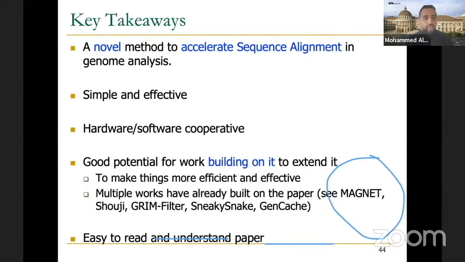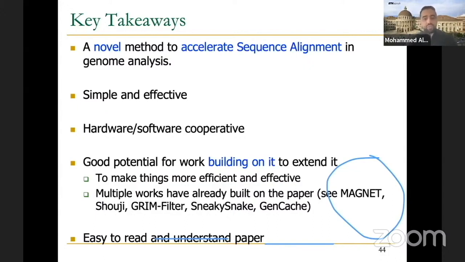The key takeaways: we propose a novel method to accelerate sequence alignment. That is a new algorithm and a new FPGA implementation. Basically, you can consider this a simple and effective algorithm since it relies on a very simple operation supported by most of the hardware accelerators.